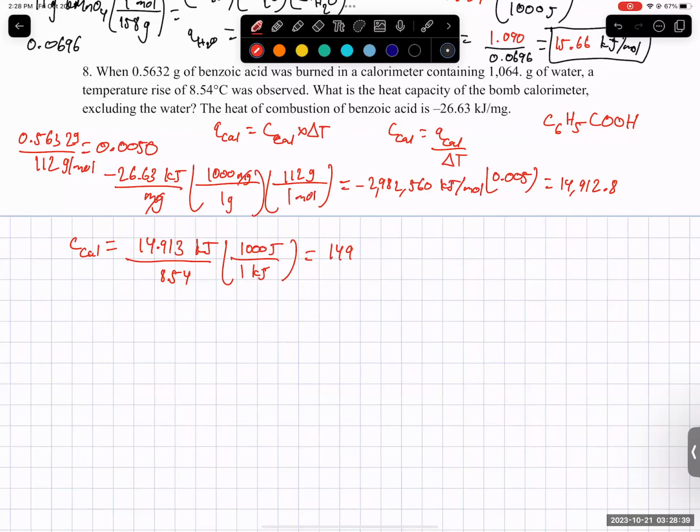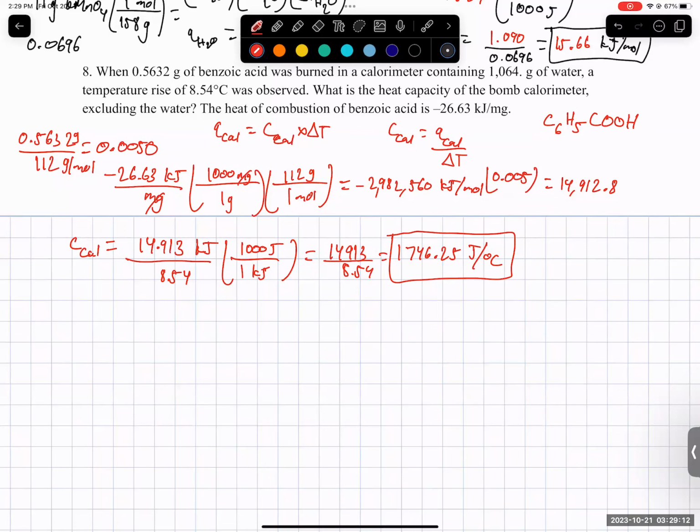This value. So we get 14,913 divided by 8.54. 14,913 divided by 8.54 gives me a final C-cal of 1746.25. Yeah, 1746.25 joules per degree Celsius.